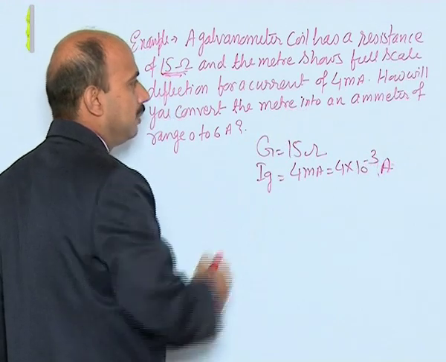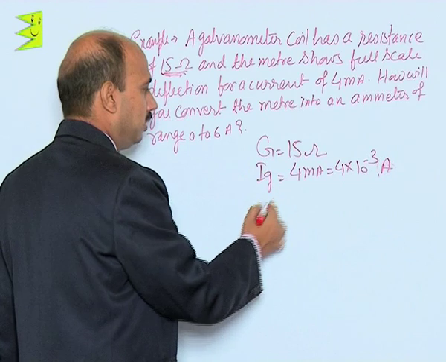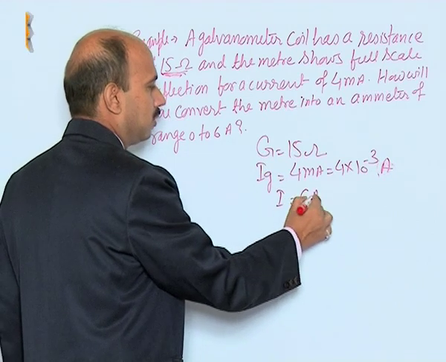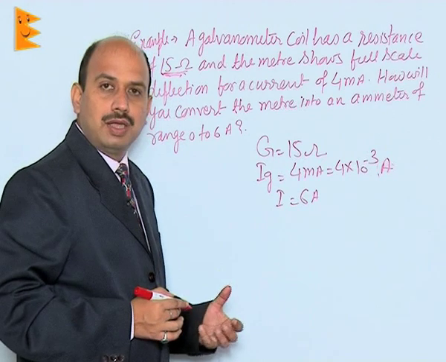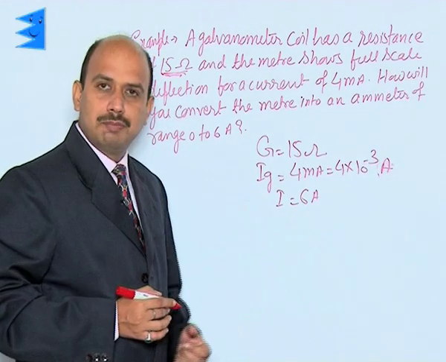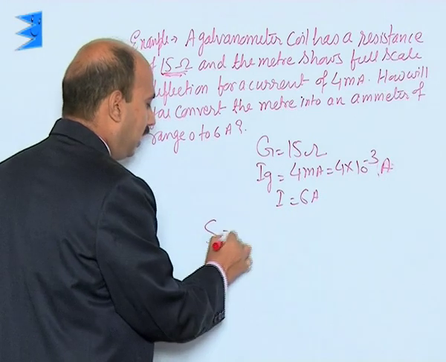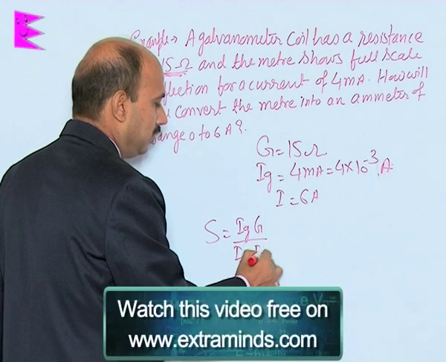How will you convert the galvanometer into an ammeter of range 0 to 6 ampere, that is I is equal to 6 ampere. So, now we have to calculate the value of the shunt which has to be connected to convert galvanometer into ammeter of the range of 6 ampere. So, we can write S is equal to Ig into G upon I minus Ig.